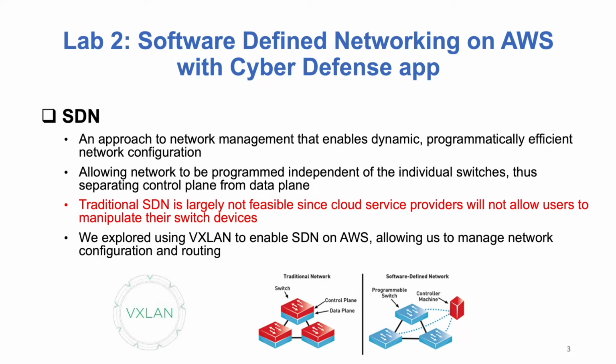Traditionally, SDN is largely not feasible on a public cloud because cloud providers do not allow users to manage and manipulate their switch devices. In this lab, we explored using Virtual Extensible LAN to create a virtual network on top of the Layer 2 and Layer 3 network on the public cloud, and thus allow us to manage our network configuration and the network routing between the nodes.